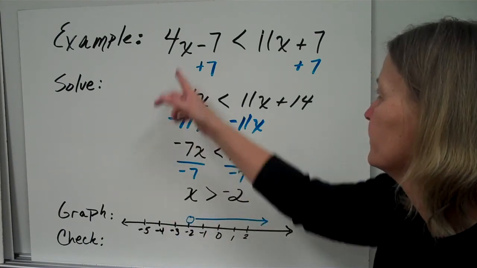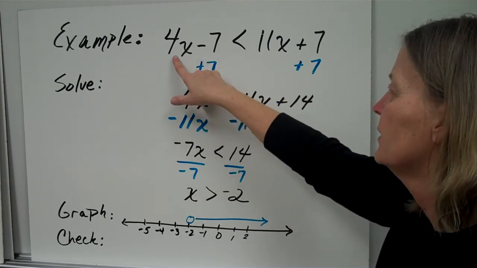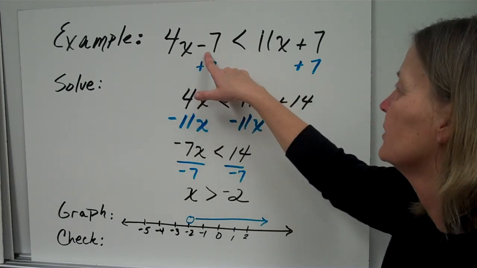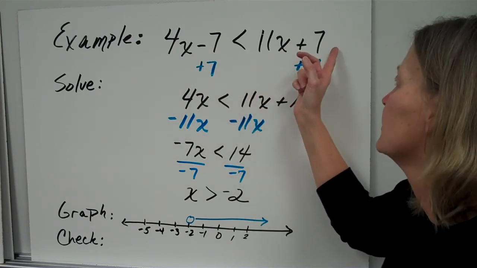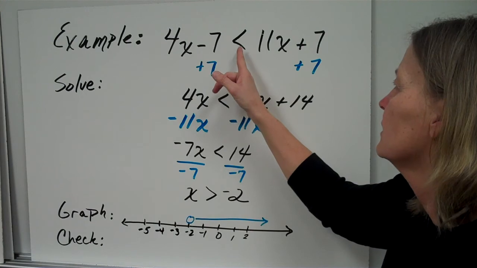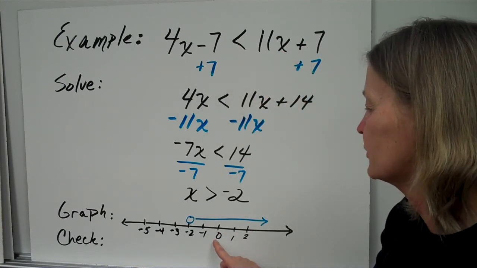Let's take 0. If we put in a 0 for x in both places in the inequality, this side would become -7, and if we put a 0 here, this side would have a positive 7. Is -7 less than positive 7? The answer is yes, so we went the correct direction.